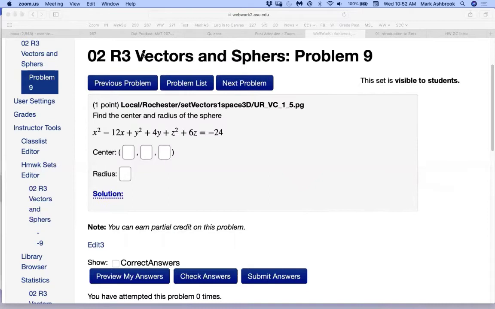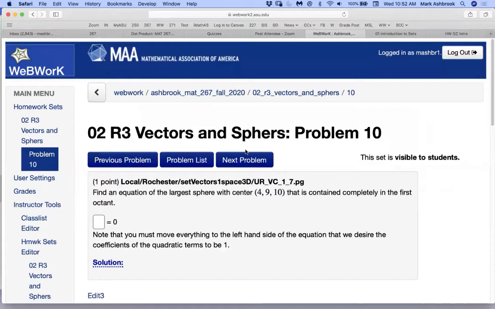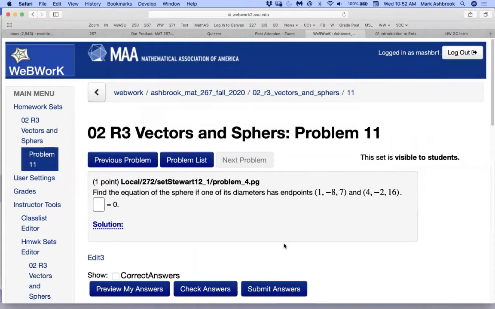Okay, let's look at the last problem, number 11. That seemed to have caused a little more difficulty. So here you have this sphere, and one of the diameters has endpoints. So let's make a picture.